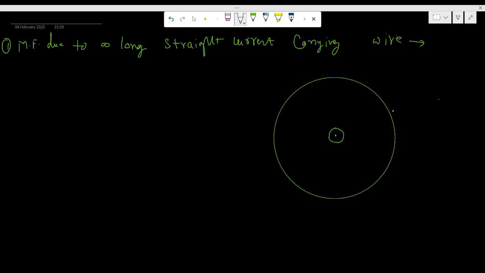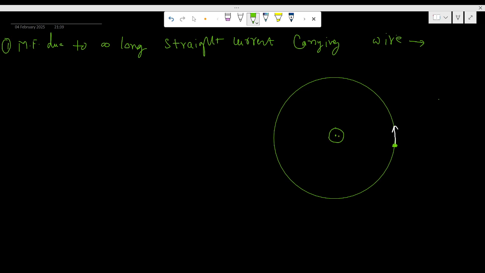Now we have to take a small length. That length is dl. Keep in mind the direction of the length is always in the direction of magnetic field. Since the magnetic field is anticlockwise, the dl is also in the same direction. At this point we have to find the magnetic field. This is the point at which we have to find the magnetic field.